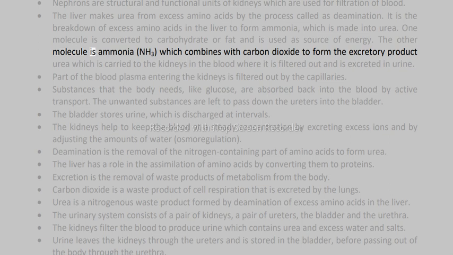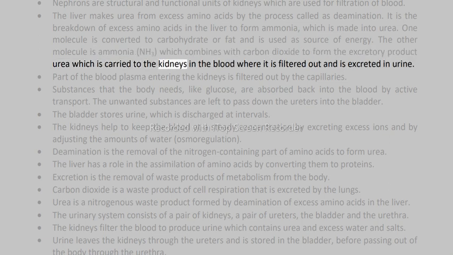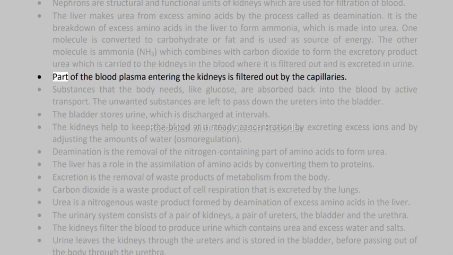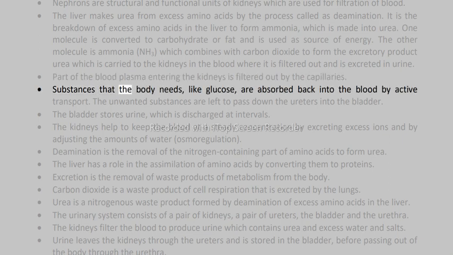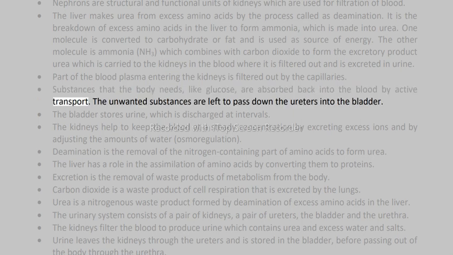The other molecule is ammonia, NH3, which combines with carbon dioxide to form the excretory product urea, which is carried to the kidneys in the blood where it is filtered out and is excreted in urine. Part of the blood plasma entering the kidneys is filtered out by the capillaries. Substances that the body needs, like glucose, are absorbed back into the blood by active transport. The unwanted substances are left to pass down the ureters into the bladder.